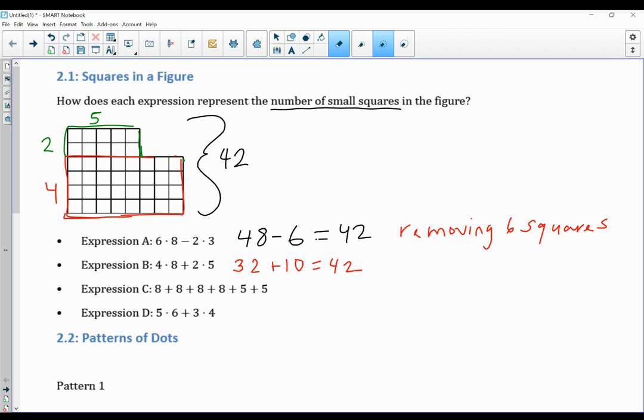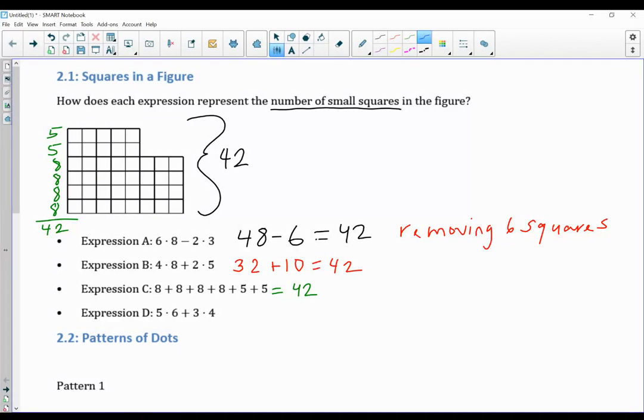Whereas this one is counting it just as it sees it. 4 by 8 and 2 by 5. And then they just added those up. So expression C is 8 plus 8 plus 8 plus 8 plus 5 plus 5. That's just another way to represent 4 times 8 plus 2 times 5. So what they did there is they literally just counted the rows. So there's 8 in this row, 8 in this row, 8 in this row, 8 in this row, 5 in this row, 5 in this row, and that gives you 42. So that's what they did for expression C.